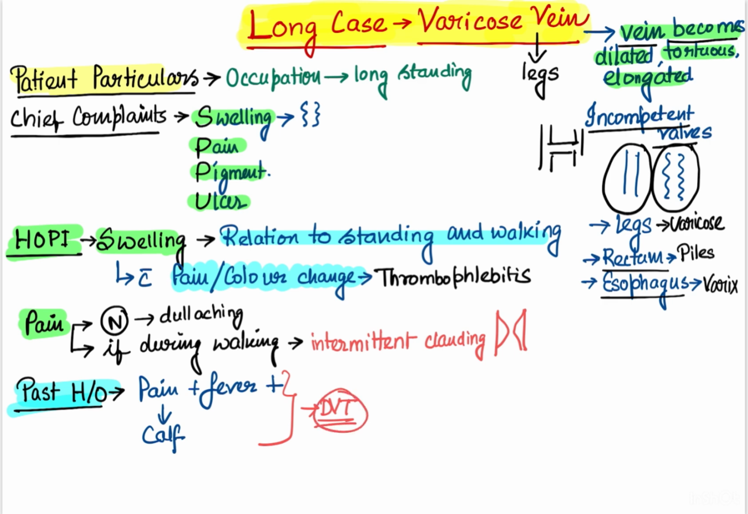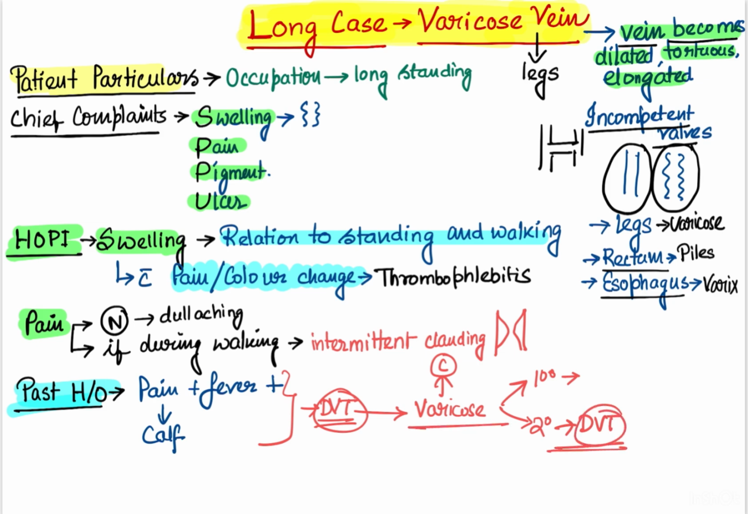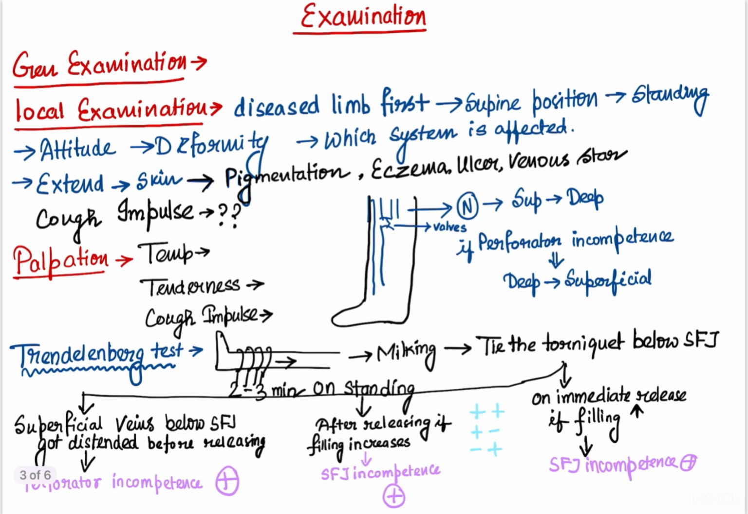So why the history of deep vein thrombosis is important? Varicose vein can be of two types, primary and secondary. One more thing is congenital. So the primary that is occurring by self and the secondary is occurring mainly from the deep vein thrombosis. So history of the deep vein thrombosis is very important. Now let's focus on the examination.